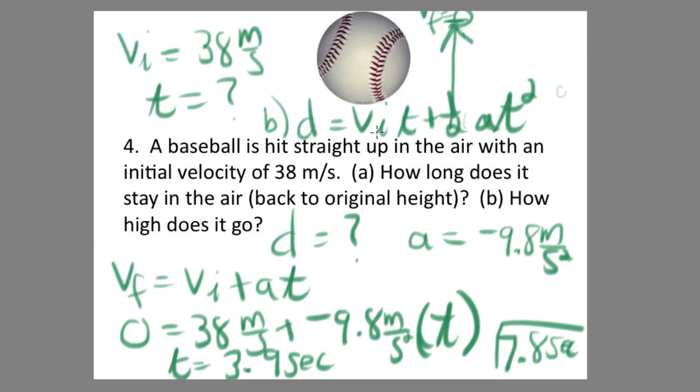So you would put 38 times 3.9 plus 1/2 A. Please don't forget the negative sign. This is very important. Negative 9.8 times 3.9 squared. If you don't have the negative sign, you're going to get a whole different answer. And the final answer, when you plug in that equation, you'll get 73 meters.